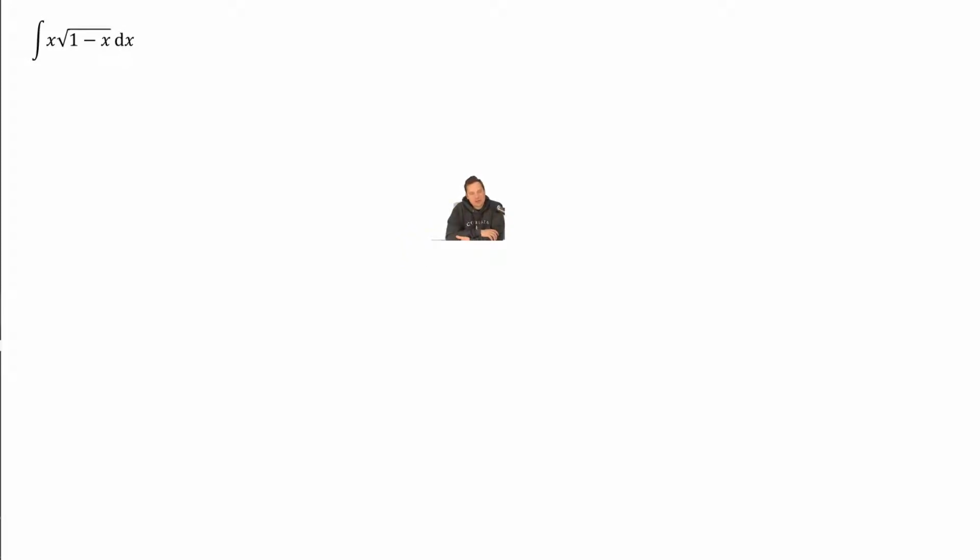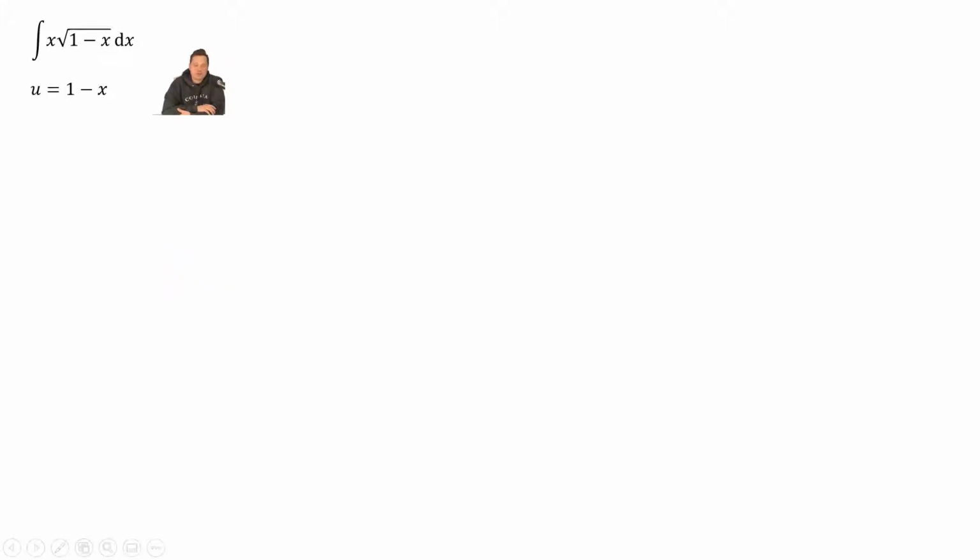In this one, let's take a look at finding the integral of x multiplying the root symbol 1 minus x. So let's go through the process. First, what I want to do is use variable substitution. So I'm going to let u equal 1 minus x.